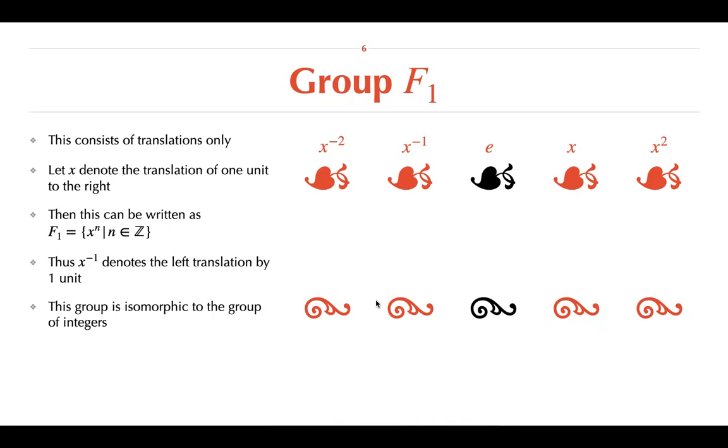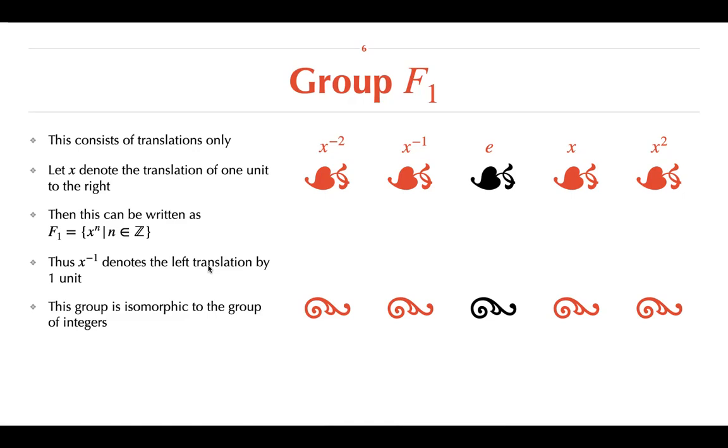Okay. So this is the group F1, and now let me talk about, oh yes, I think I was talking about this isomorphism. So isomorphism in that sense, because you see, when you have the set of integers, you can also define a group operation on it.